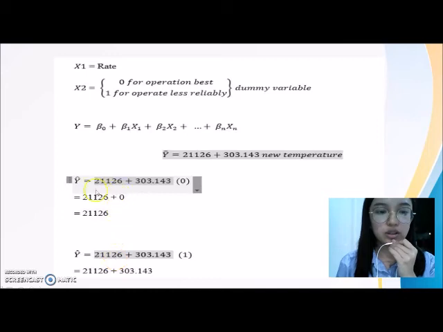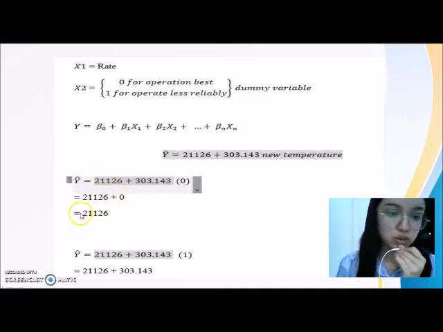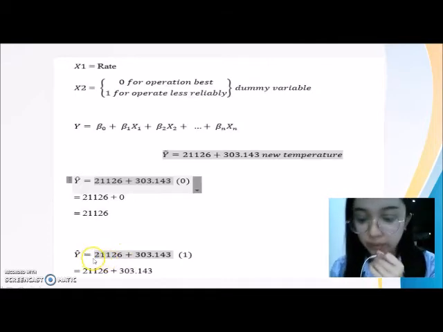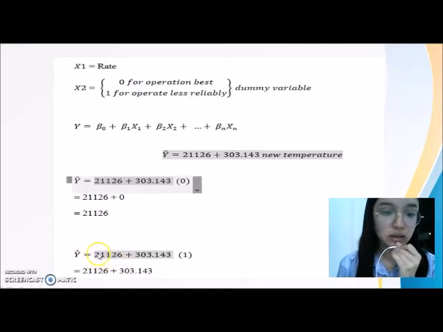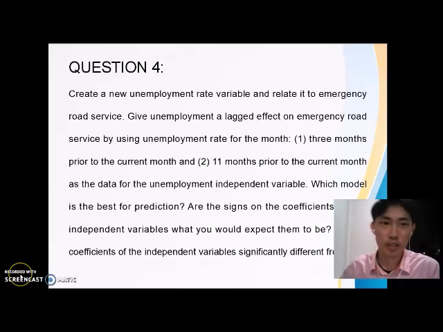And this is the relation between the two of them. The first one is when the vehicle operates best, the emergency call is about 21126, and when the vehicle operates less reliably, then the emergency call is 21429.143.